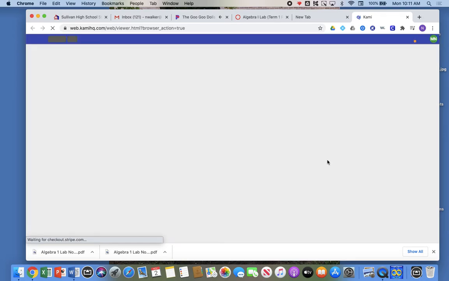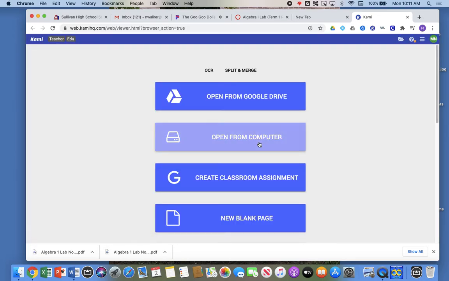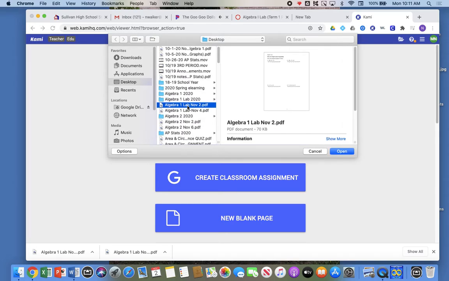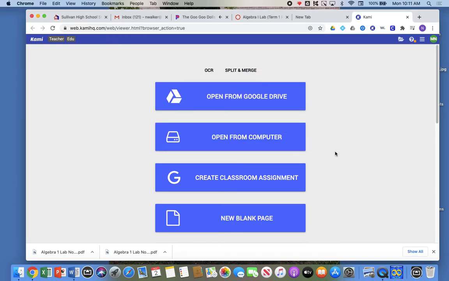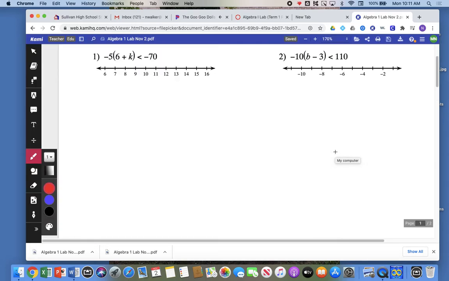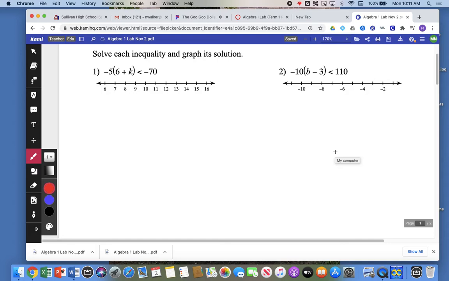And then we are going to open up from our computer because you just downloaded your PDF. It's called Algebra 1 November 2nd. I assume it will be in your downloads, and then you can hit open and you are ready to write. Now this is something we're not turning in. It's something that you're saving to your Google Drive. We will be doing an assignment for a grade on Wednesday. So we are ready to get started.